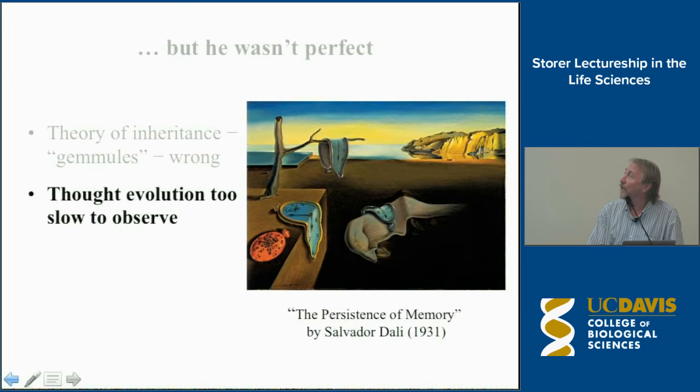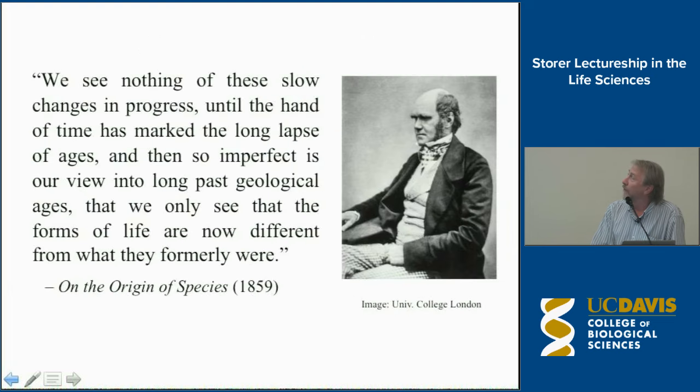And then sort of more to the point of my talk today, he thought evolution was too slow to observe. And he stated this quite explicitly at several places in The Origin. And this is one that I like quite a lot. And I like it also because it shows Darwin around the age of when he was writing The Origin, as opposed to sort of the grizzled look that we often see of Darwin. But he said, "We see nothing of these slow changes in progress until the hand of time has marked the long lapse of ages. And then so imperfect is our view into the long past geological ages that we only see that the forms of life are now different from what they formerly were." So he's saying we really have to find ways to look in the past to see the process of evolution, that we can't really directly observe it.